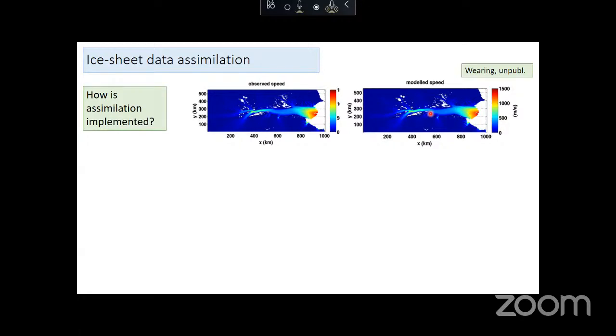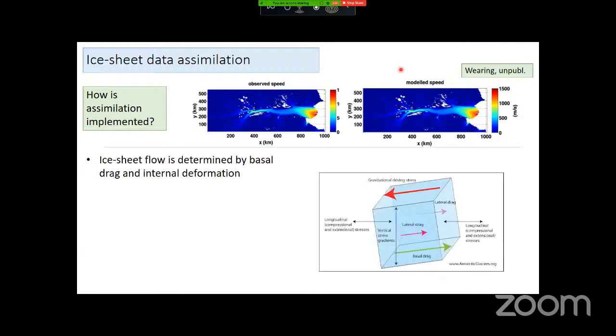actually implement assimilation? This is just an example of assimilation within a sector of the Antarctic ice sheet. This is Amery Ice Shelf in East Antarctica. You can barely tell the difference between the observed speed and modeled speed, and that's because of a complicated numerical process that we've implemented here in Edinburgh, but other people do as well.